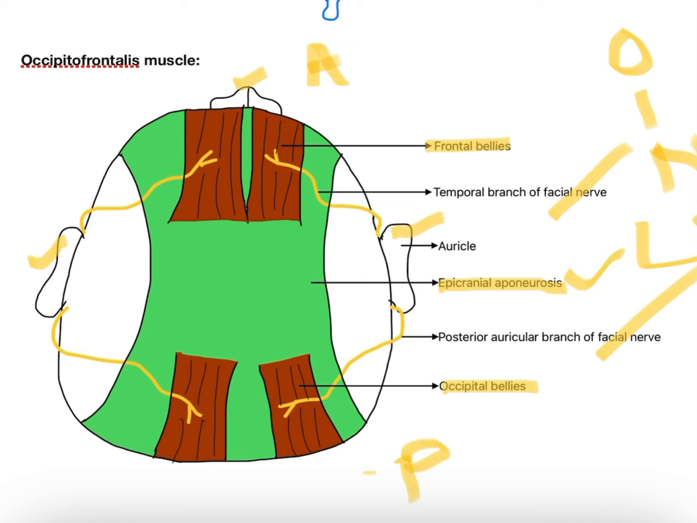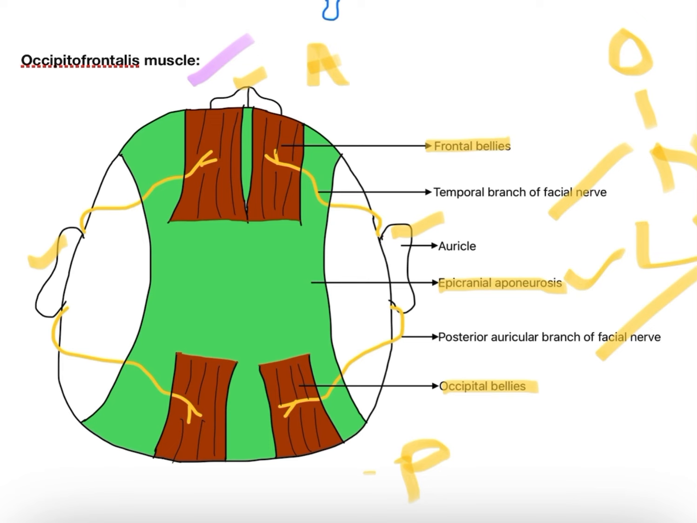Motor supply of scalp. The motor nerve supply of the scalp is the same as the nerve supply of the occipitofrontalis muscle, because occipitofrontalis muscle is the only muscle present in the layers of the scalp. Hence motor supply remains the same. Hence motor supply of the scalp is by two nerves. Two nerves are in front of the auricle, two nerves are present behind the auricle.